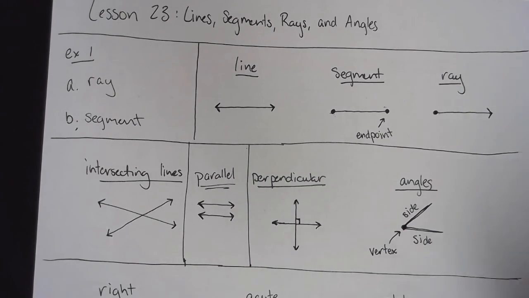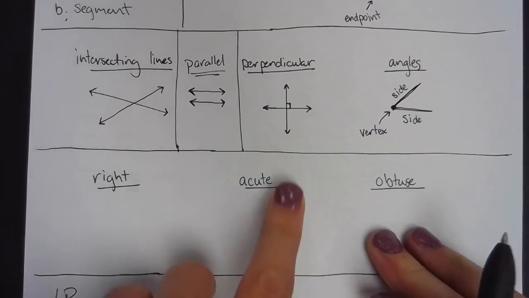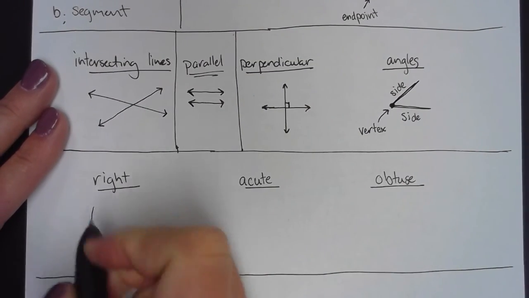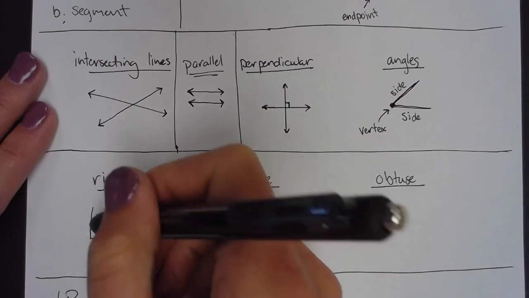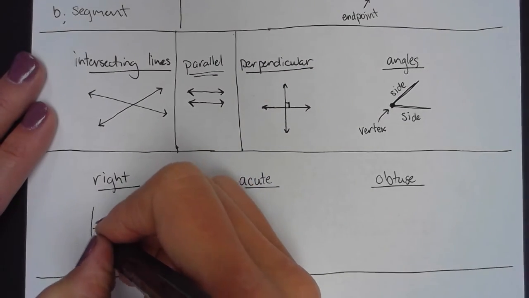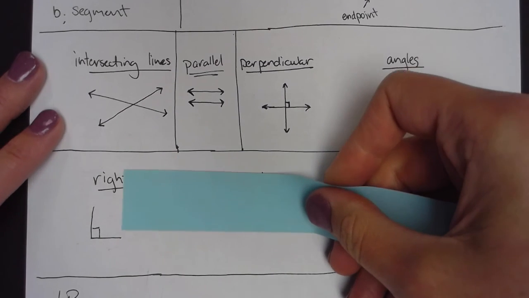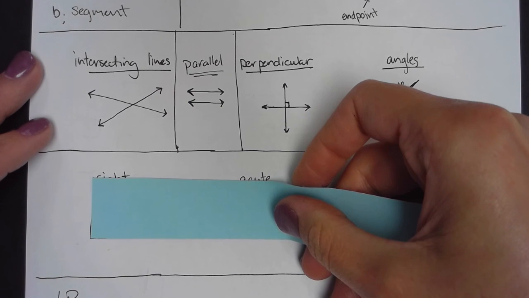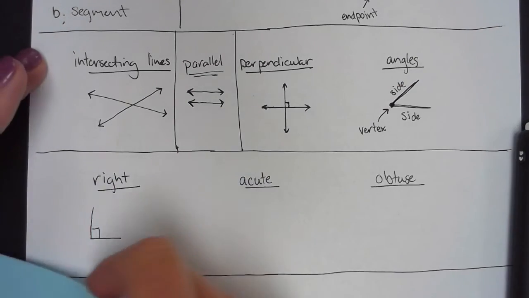Now, for angles, we've got special types. A right angle is just like this one in our perpendicular lines. So a right angle, go ahead and draw one like this. A right angle means that a perfect corner could fit in here. So, let's say I just had this blue sheet of paper. Notice how my corner is going to fit right in that angle. It matches up perfectly. That's a right angle.